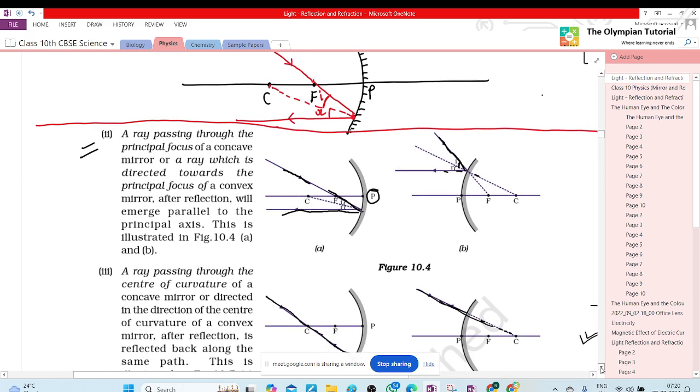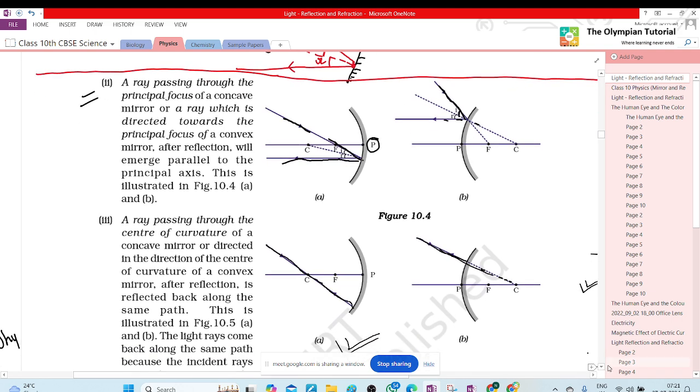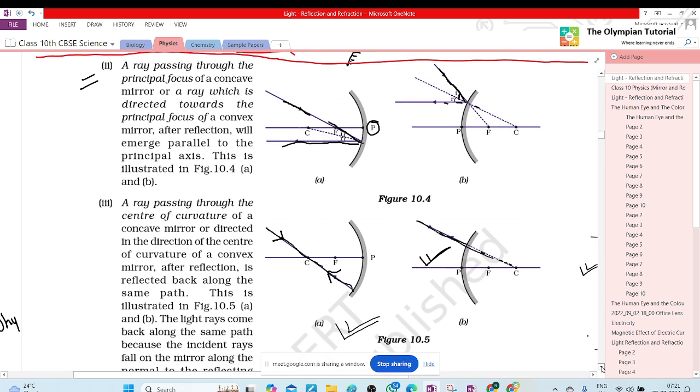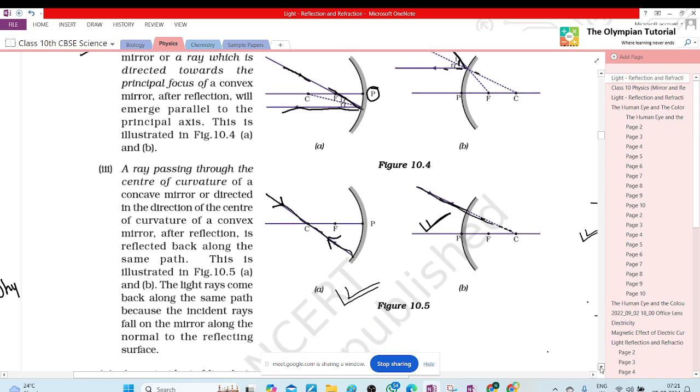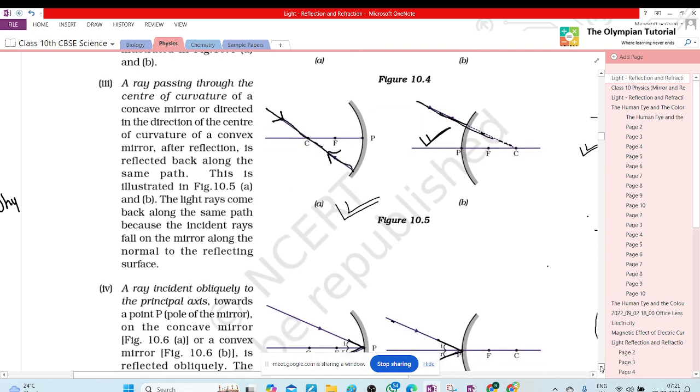Center of curvature, as I told you, the line going from center of curvature is normal. That's why a ray going towards the center of curvature will reflect back through the same path, because it is normal. Same for convex mirror. So here angle I is 0 and angle R is also 0. Angle I, angle R both are 0.